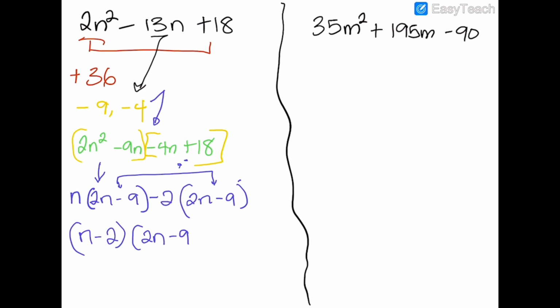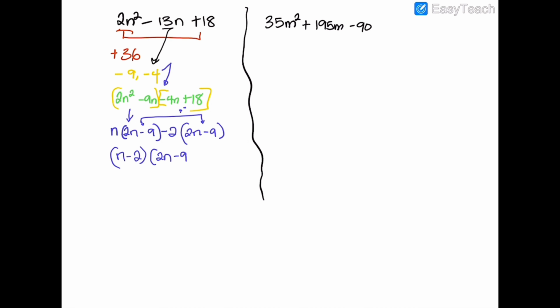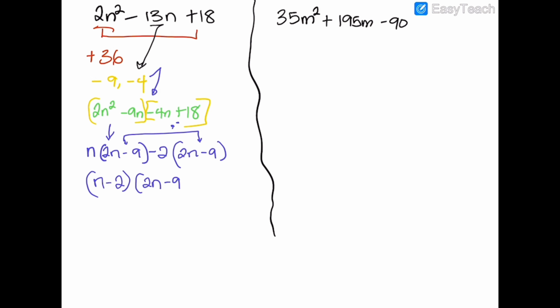It does not matter. I'm going to use this example to show you, because we have -9, -4. I put it in that order, -9 and -4. What if I flipped it and did 2n squared minus 4n minus 9n plus 18? What if I did it this way? Would I still get the same answer? Yep, you would. It might look a little different, but you will still get the same answer.